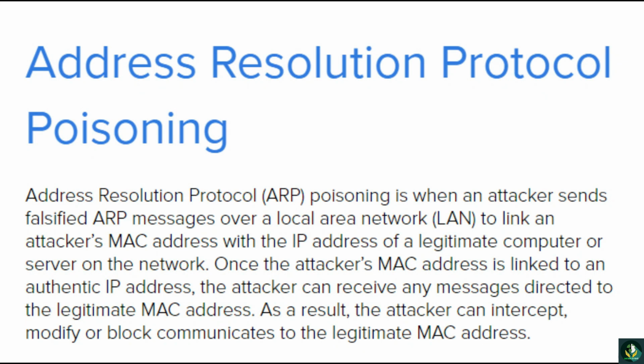Address Resolution Protocol poisoning is when an attacker sends falsified ARP messages over a local area network to link an attacker's MAC address with the IP address of a legitimate computer or server on the network. Once the attacker's MAC address is linked to an authentic IP address, the attacker can receive any messages directed to the legitimate MAC address. As a result, the attacker can intercept, modify, or block communications to the legitimate MAC address.